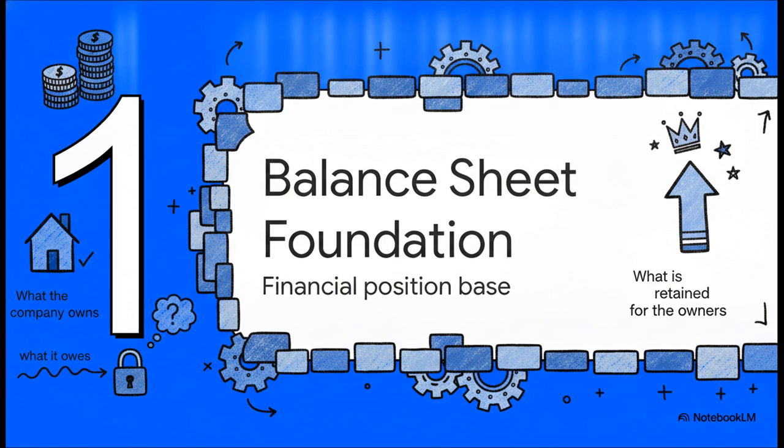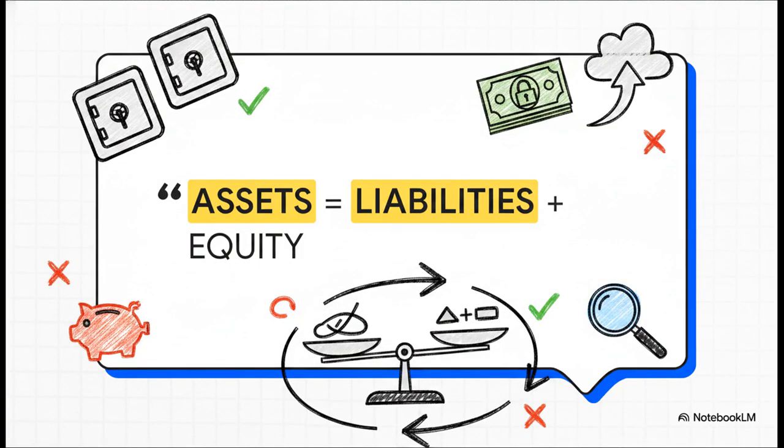Section 1, the balance sheet foundation, the bedrock of financial position. Okay, let's dive into this. To really understand this foundation, we have to answer 3 very fundamental questions about a business. What does the company own? What does it owe? And what is retained for the owners? And the answer to all of that sits right here in the mathematical foundation of double entry accounting. Assets must always equal liabilities plus equity.